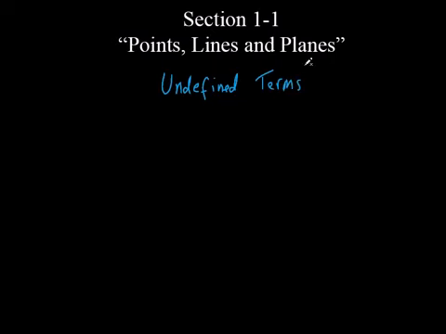But if you look in the book on page 5, right at the beginning, it's even highlighted where it says undefined terms. It says, because they're only explained using examples and descriptions. So that's all I'm going to do. I'm going to describe what a point is, a line and a plane, but I'm not going to have an official definition for it. So let's talk about a point.